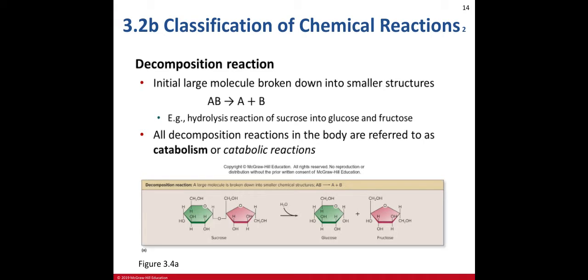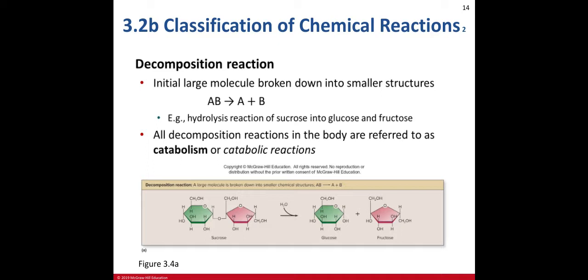Let's first look at a decomposition reaction. This should be pretty familiar with you already. And if it's not the word, you've probably seen this sort of interaction before. It's where we take a big molecule and we break it down into smaller pieces. So what it would look like is you have a substance that we call AB. It yields A plus B. An example is when we do hydrolysis of sucrose and we turn it into glucose plus fructose.